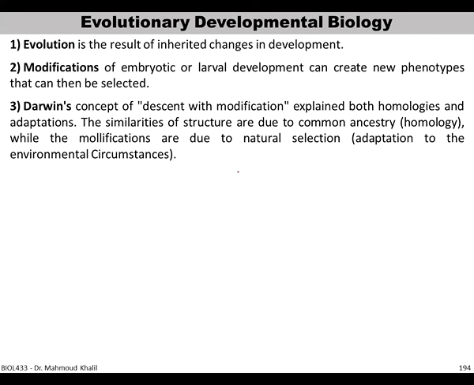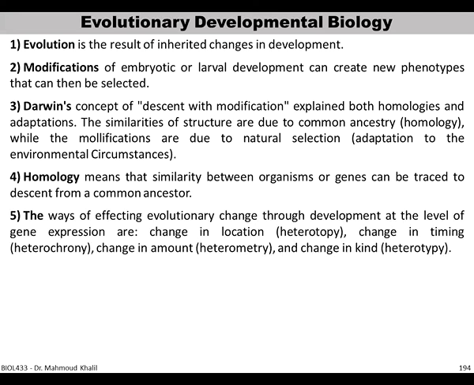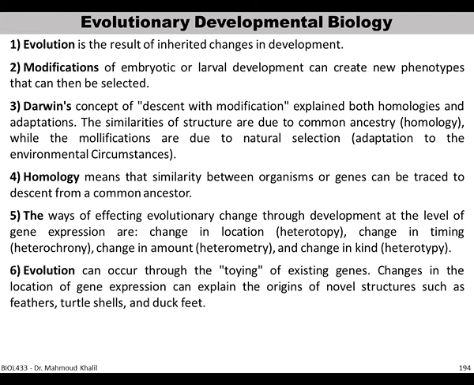adaptation to environmental circumstances. Homology means that similarity between organisms or genes can be traced to descent from a common ancestor. The ways of affecting evolutionary change through development at the level of gene expression are the change in location, heterotopy, the change in timing, heterochrony, the change in amount, heterometry, and the change in kind, heterotypy. Evolution can occur through the co-opting of existing genes.